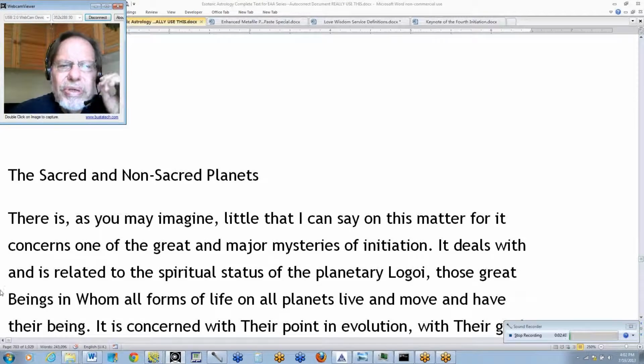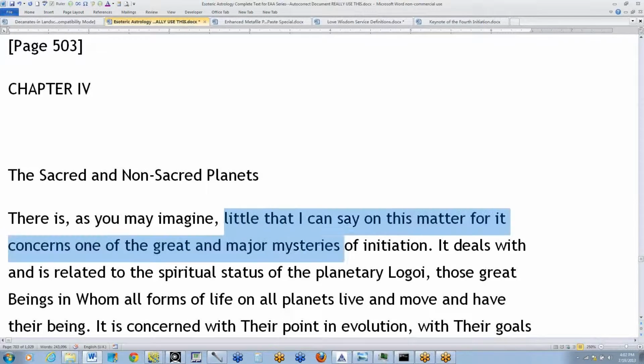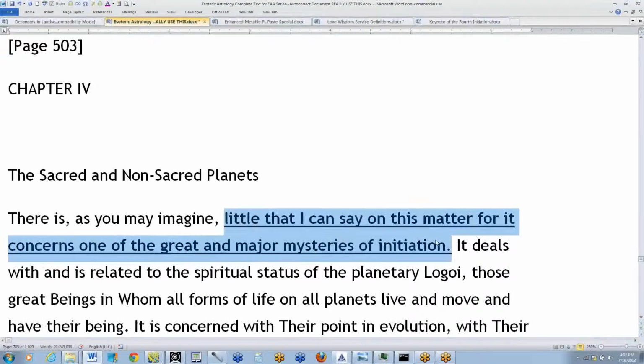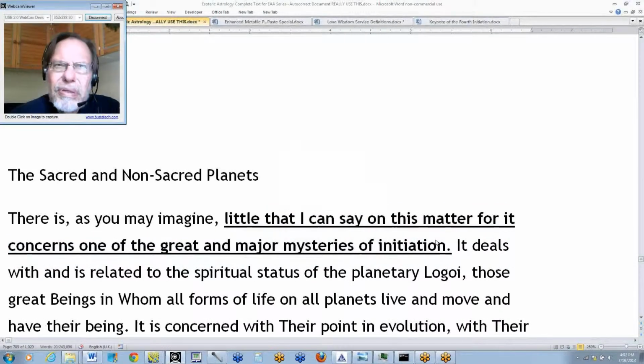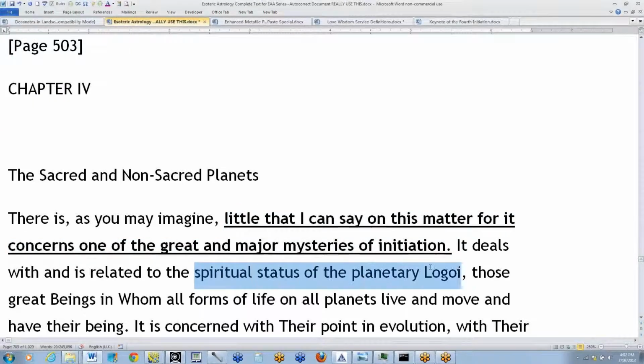He begins right away with the same thing he told us about the triangles: little that I can say on this matter, for it concerns one of the great mysteries of initiation, and presumably it's concerning an initiation which is great, one of the major initiations. It deals with and is related to the spiritual status of planetary logoi. This is a term that I've been using quite a bit, trying to speak of the spiritual status of planetary logoi, solar logoi, constellational logoi.